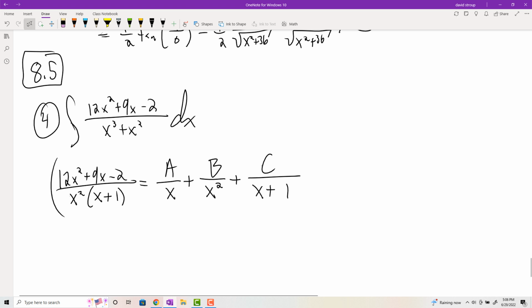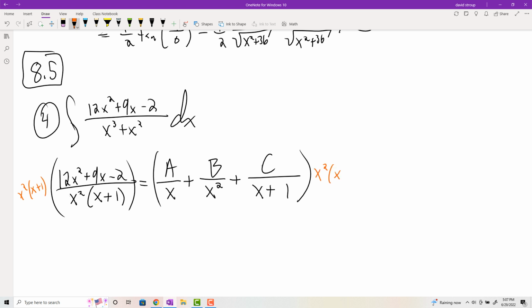Okay, then I'm going to multiply both sides by the denominator on the left. So here, x squared times x plus 1. And if you do that on that side, you have to do it on this side. Okay, so on the left I have 12x squared plus 9x minus 2. On the right, distributing.